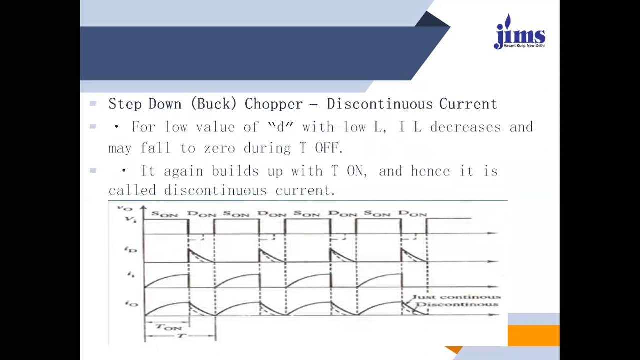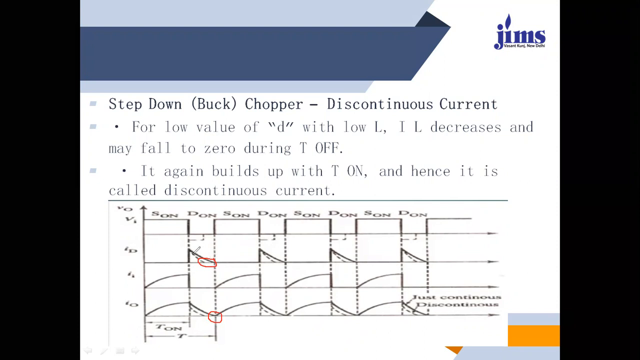Next is the step down buck chopper with discontinuous current. For a low value of D with low L, the load current decreases and may fall to zero during the T off time. It builds up again with T on, and hence it is called discontinuous current. Here you can see that for a specific period there is no current flowing, so no output current will be available at the output side. So we avoid using this kind of arrangement where discontinuous operation occurs.